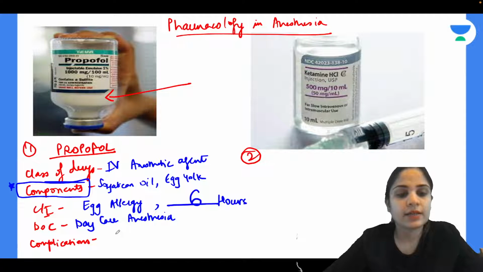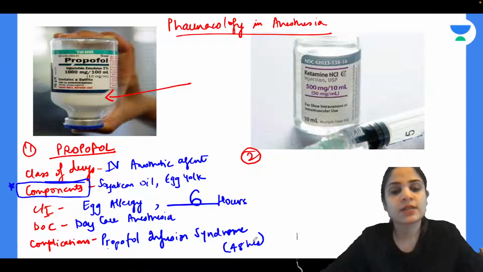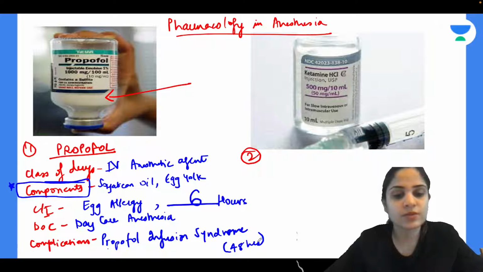Okay. Now, what is the complication that we see with propofol? There is something called propofol infusion syndrome. If I give propofol continuously as an infusion for more than 48 hours, it can lead to metabolic dysfunction in the body, and that can lead to metabolic acidosis and death in the patient. That is called propofol infusion syndrome. So these are all the questions that they ask about propofol in the exam.